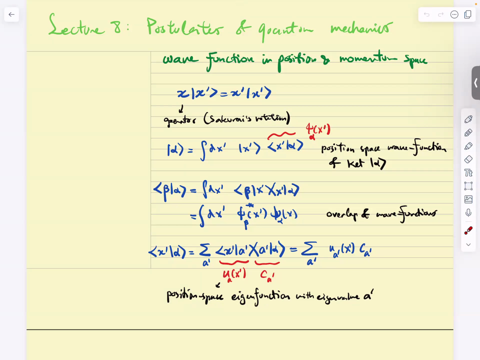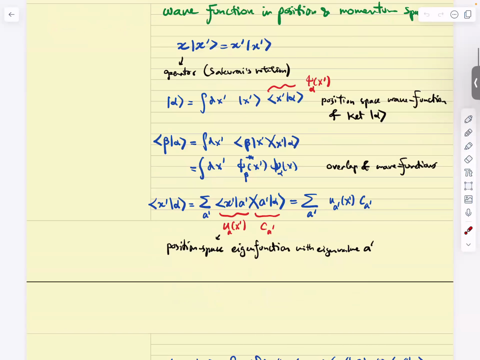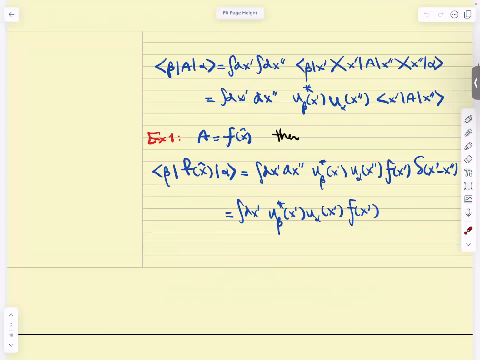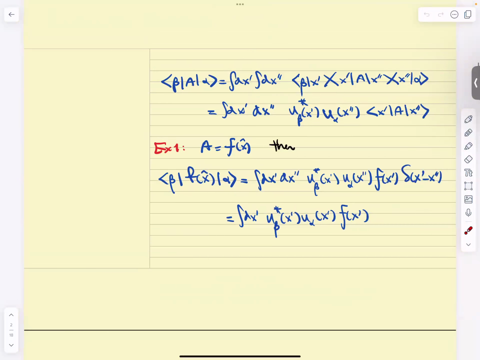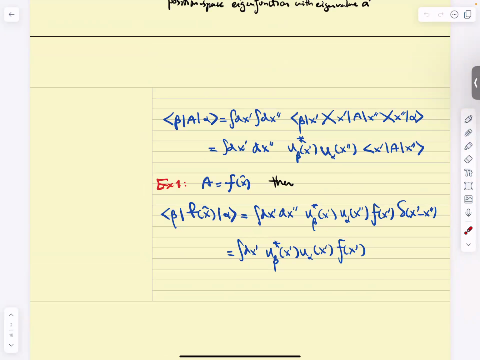Any other questions? All right. So now let's continue these tricks, and let's take the bracket of beta, some observable A, and ket alpha, right? Let's insert two resolutions of identity in the position eigenbasis. So this is one, the other one is this. So what is the name of this guy? Can anyone tell me what this guy is? We'll just describe it. It's important.